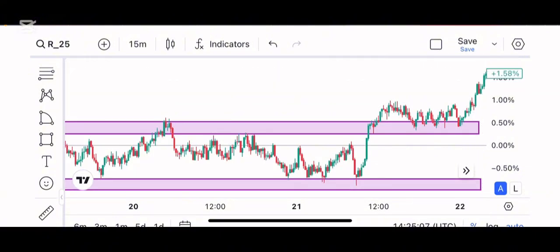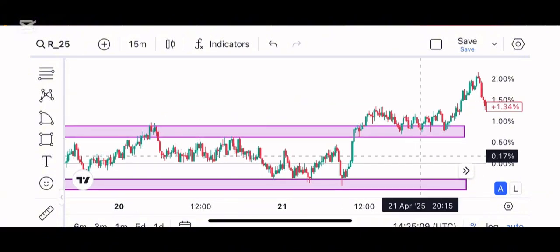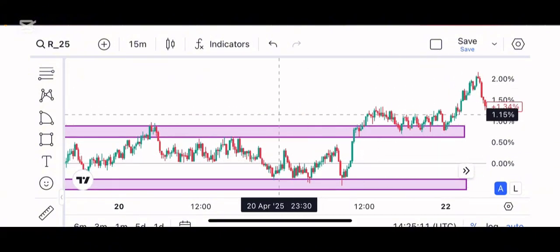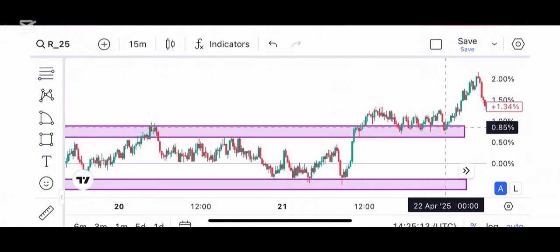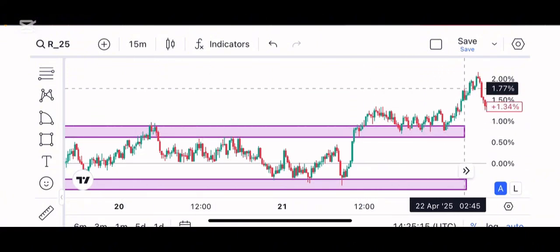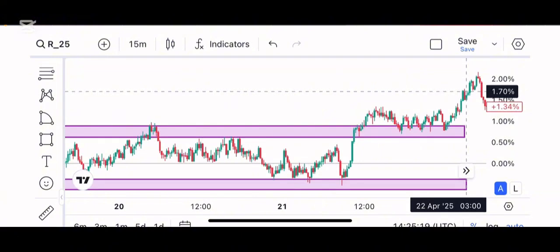Now you can see that the 1, 2, 3 move happened after this support and resistance. So it's at this point we will know that the market has actually broken out. So in order for you to avoid fakeouts, you must be able to spot the 1, 2, 3 moves. Then wait for the next retest of the market.